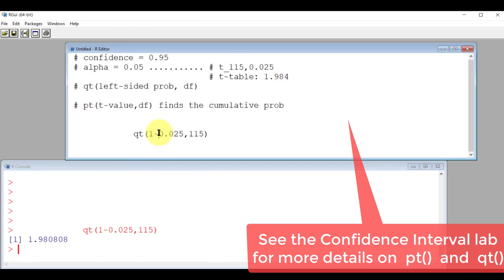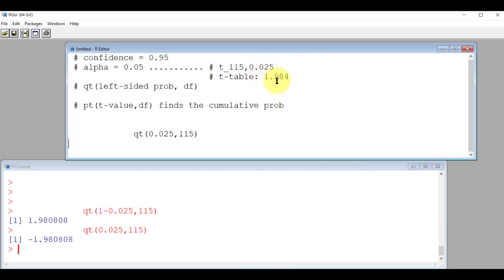If we had typed in only 0.025, we would get the negative of the desired value. And that is because of symmetry with normal distributions. For the rest of this problem, however, we'll go ahead and continue with the value from the T-table.